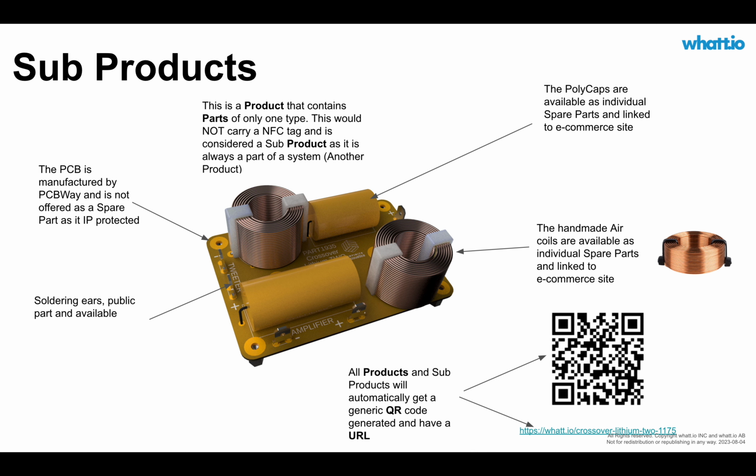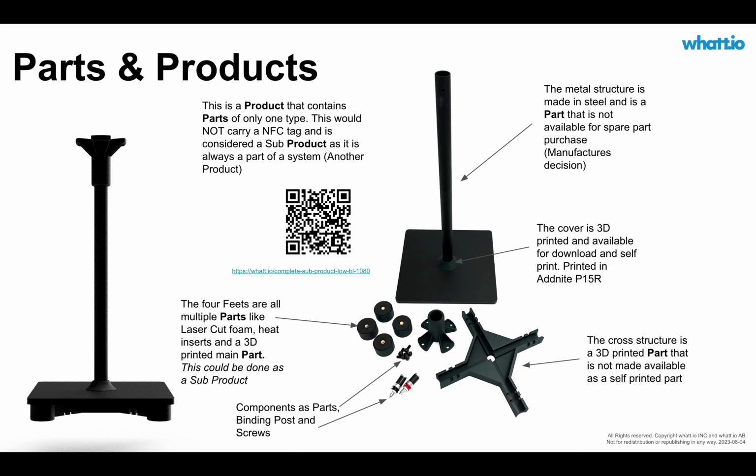You can actually click and use your camera now on your iPhone or your Android phone to scan this item and see how a subproduct is built up. Here is another example of a subproduct. The stand consists of different parts: binding posts and screws, 3D printed parts, and actually a metal stand.